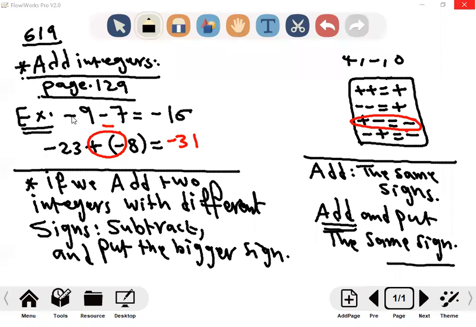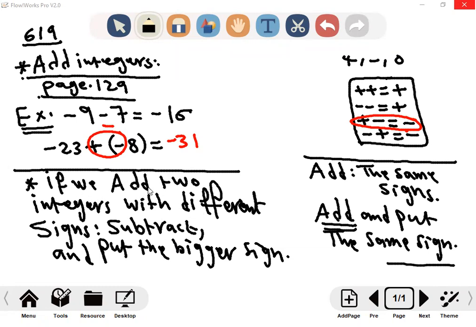So, like this one here, -9, -7, we add and put the same sign. Like this one here, -23 plus -8, we replace the two signs with one sign, then add and put the same sign. Get it?